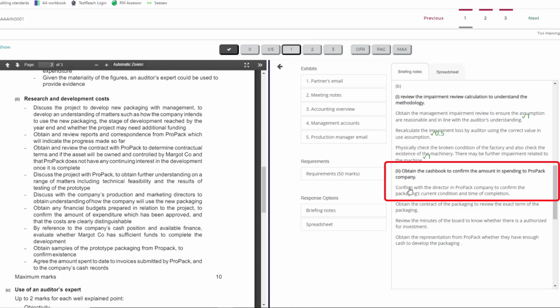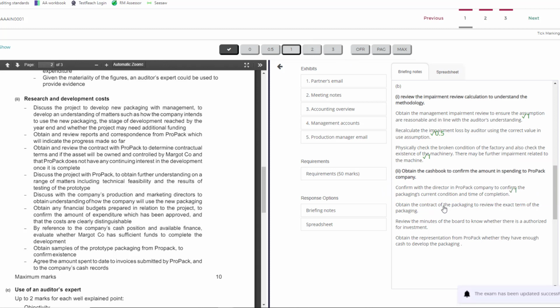This first point here, confirming with these directors of ProPack about the current condition and the time of completion. Well, this is third-party evidence because ProPack is outside of our own company, and it's a specific verb. So it's a decent test. And they're saying why they're doing it: to confirm the condition of the packaging. It would be even better if it talked about things like technical feasibility, because that's relevant to whether it should be capitalized. So it could be improved, but it's still decent. So I'm going to give it a mark.